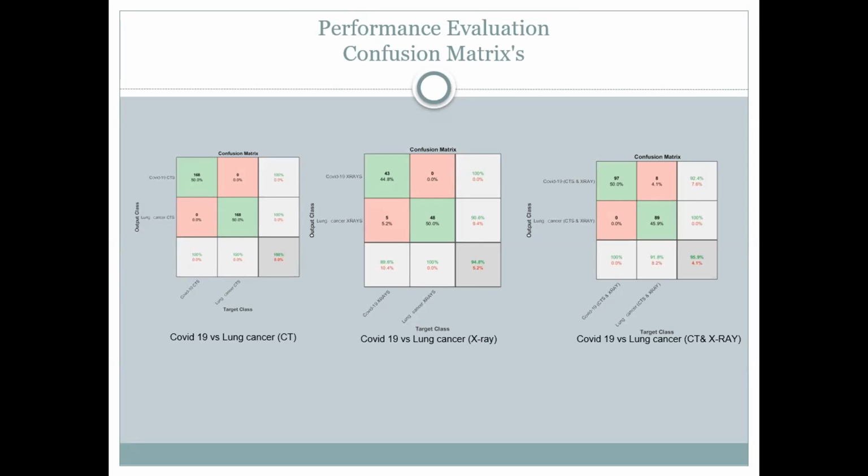And also for the multimodal classification, we can clearly see from there that for the COVID-19 CT mixed with X-ray, we got a true positive of 97, then a false positive of 8, then a false negative of 0, and a true negative of 89. So looking at this confusion matrix, we can clearly see that there was really not much effect of the multimodal classification in improving the results or giving us a better result.